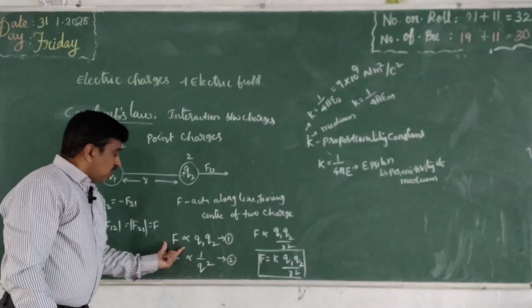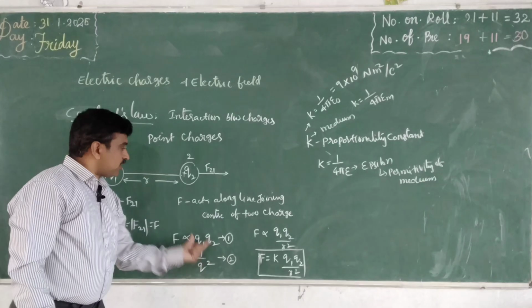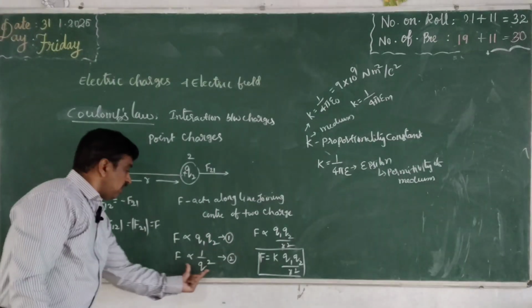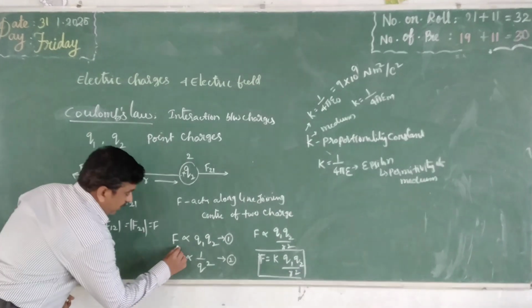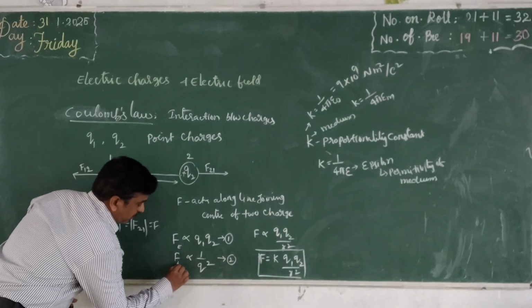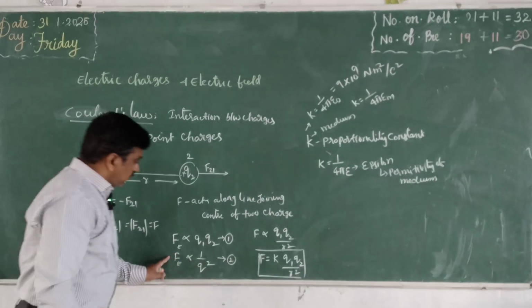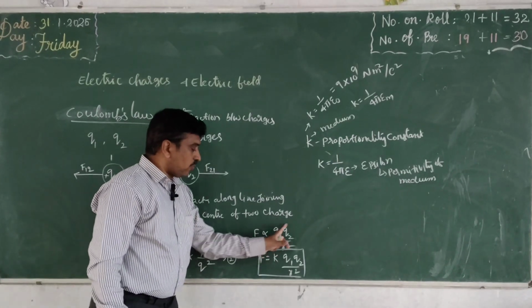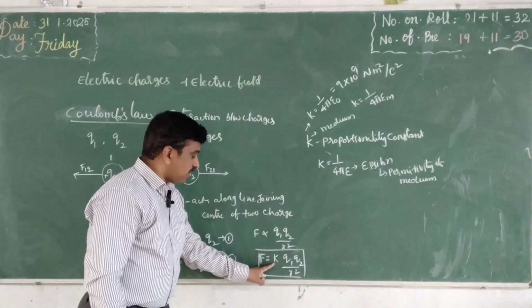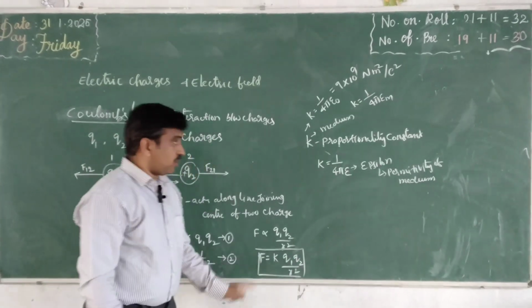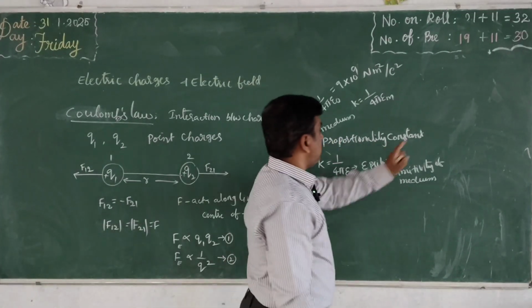Force is directly proportional to the product of their charges. Force is inversely proportional to the square of the distance between them. Here it is the electrostatic force, so we can write it as Fe. From these two, we can write F proportional to Q1 Q2 by R square. Removing the proportionality, we can write F equal to K Q1 Q2 by R square. Here K is called the proportionality constant.